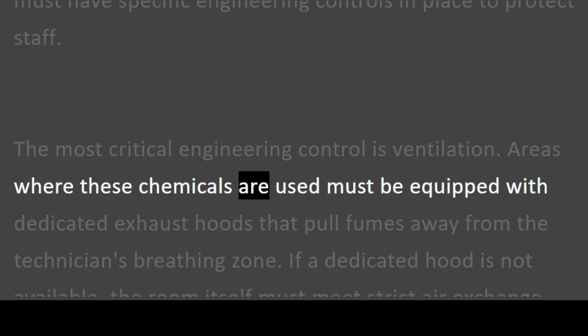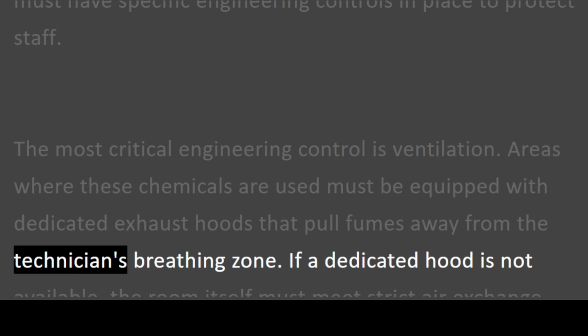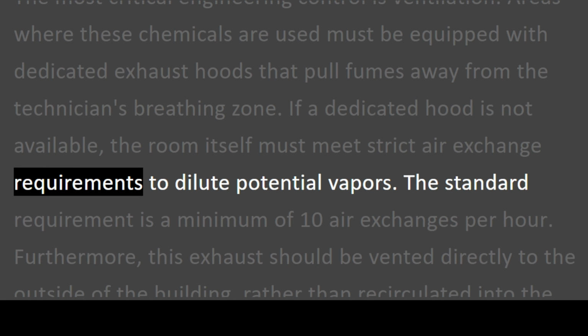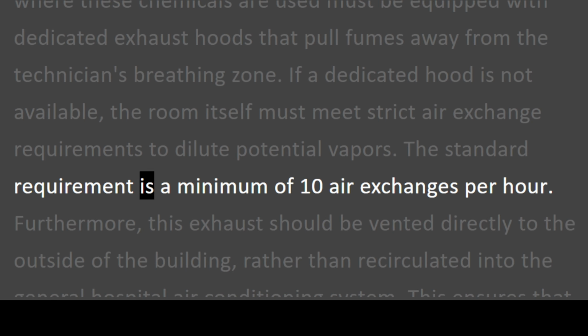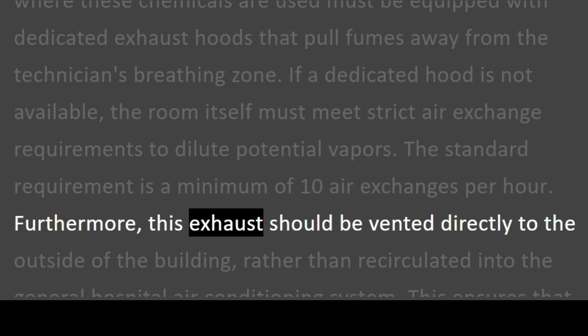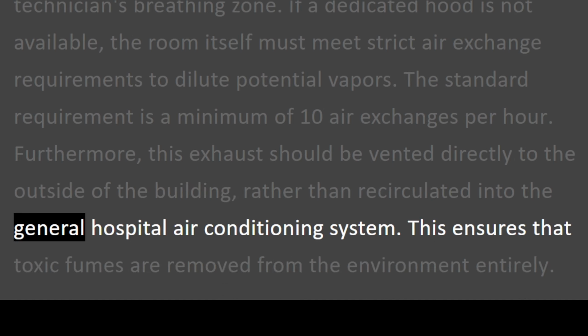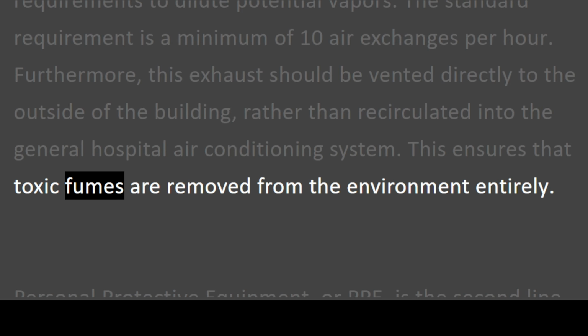Areas where these chemicals are used must be equipped with dedicated exhaust hoods that pull fumes away from the technician's breathing zone. If a dedicated hood is not available, the room itself must meet strict air exchange requirements to dilute potential vapors. The standard requirement is a minimum of 10 air exchanges per hour. Furthermore, this exhaust should be vented directly to the outside of the building, rather than recirculated into the general hospital air conditioning system. This ensures that toxic fumes are removed from the environment entirely.